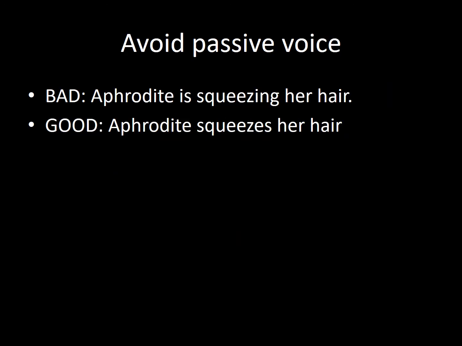Passive voice. This is something you're going to hear me say all semester, but basically it's when you take a nice verb like to squeeze and you modify it with to be. So here, Aphrodite is squeezing her hair. That is overly wordy, and it kind of just waters down the entire thing. Here, this is good: Aphrodite squeezes her hair. So it's a subtle change, but it really changes the entire tenor of your writing.